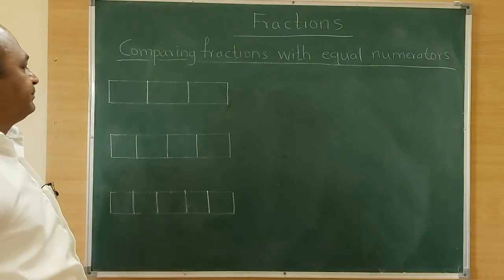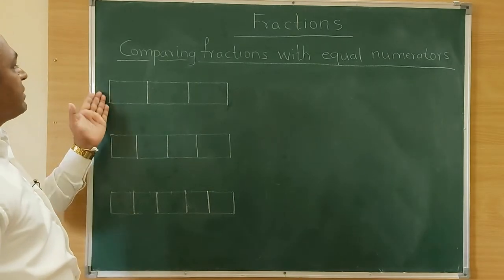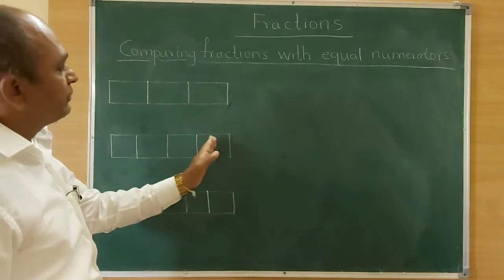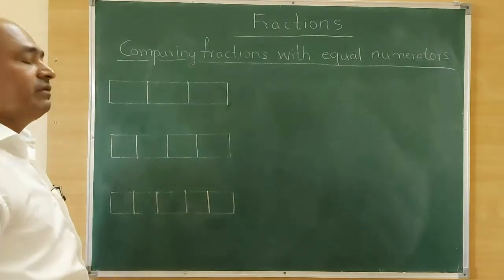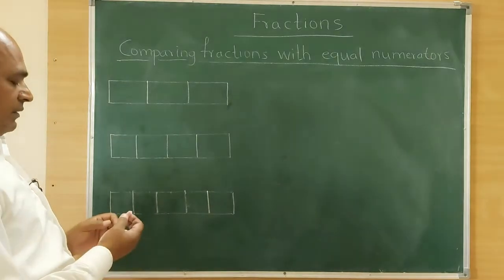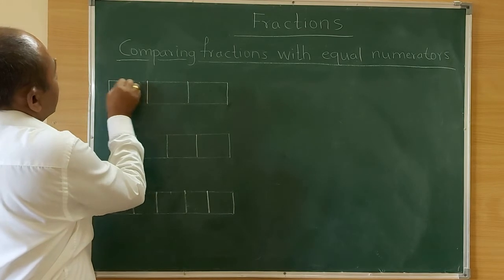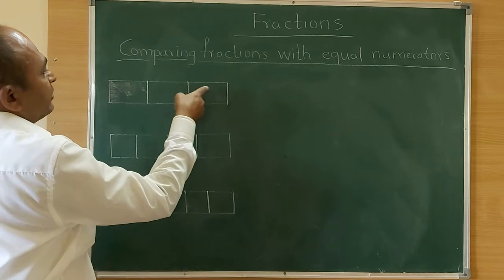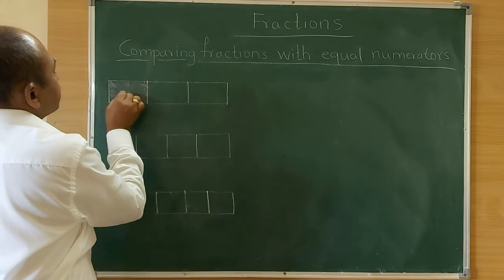Here 3 strips are there. One strip is divided into 3 equal parts. The second strip is divided into 4 equal parts, and the third one is divided into 5 equal parts. So what I will do, in each case I will shade 2 parts of the strip. Here the strip is divided into 3 equal parts, so here I will shade 2 parts.